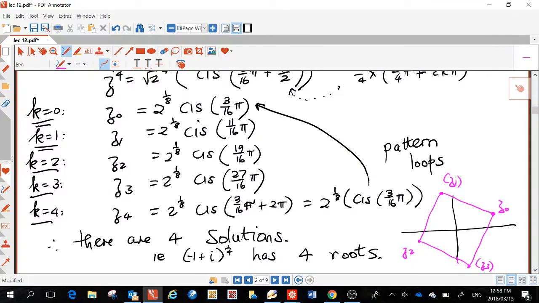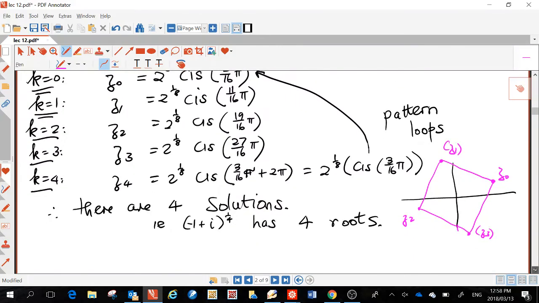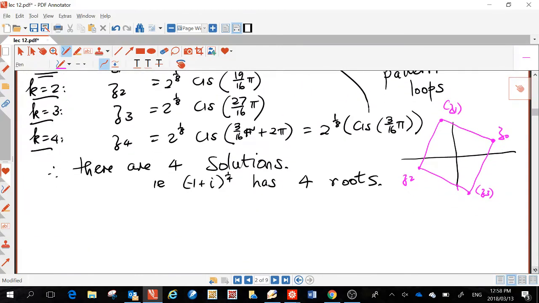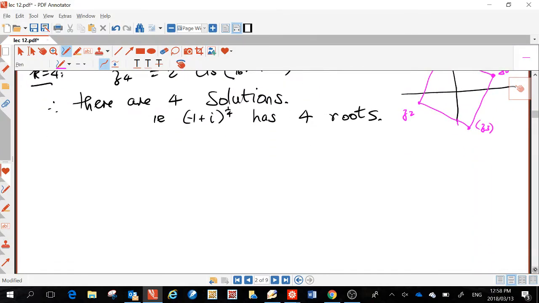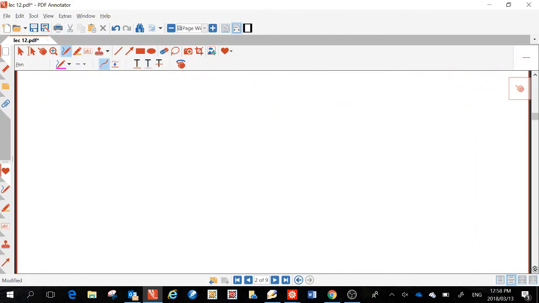Okay, so let's leave that problem there. Let's now go to a few notes. We're going to be studying what we call complex functions now. Complex functions.